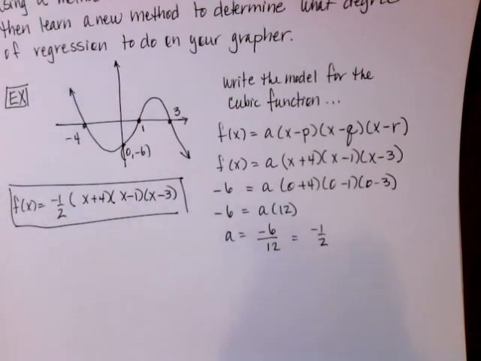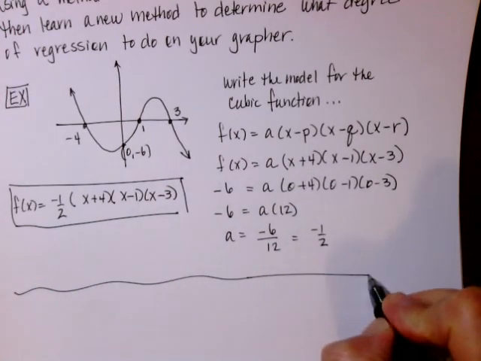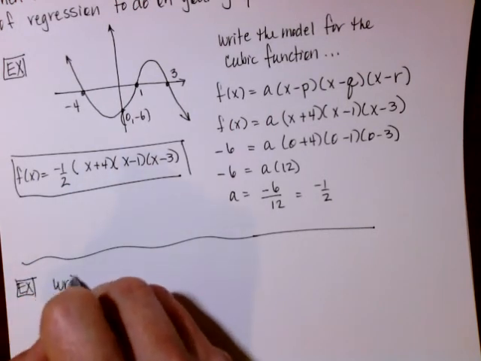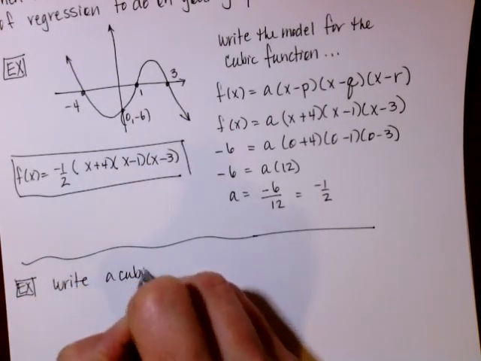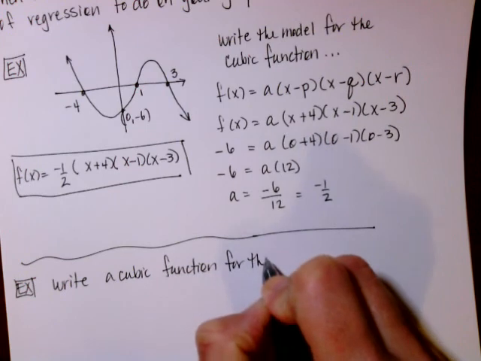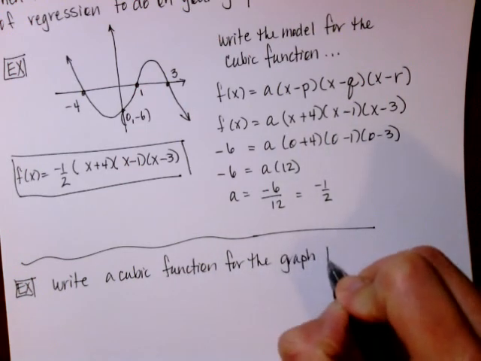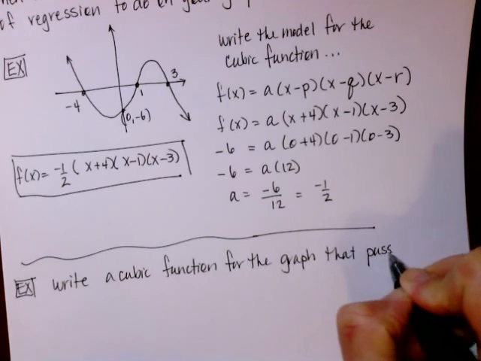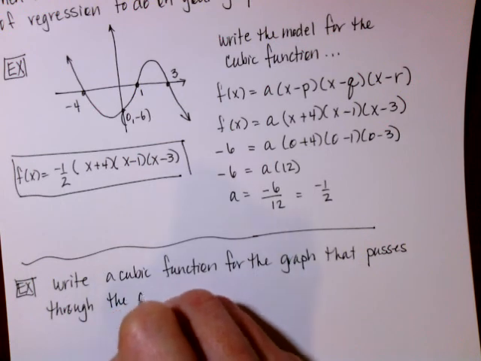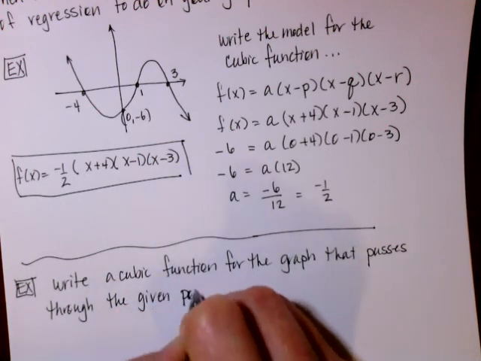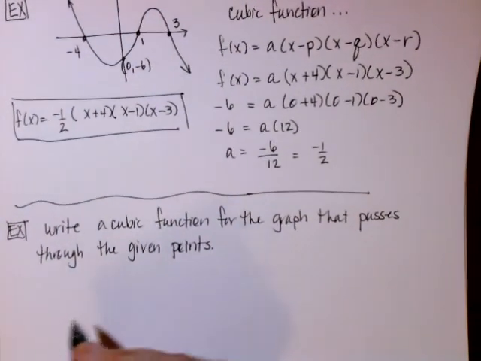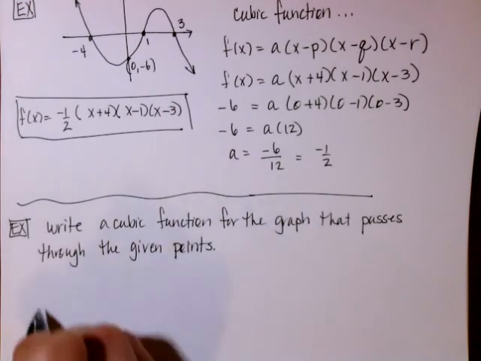Alright, so now let's go back and do a regression problem. So the next example is going to say write a cubic function. So they're telling you what type of model to use for the graph that passes through the given points. So basically what they're going to do is give us a set of data, and then we're going to do cubic regression on that data, and I will walk you back through that process.